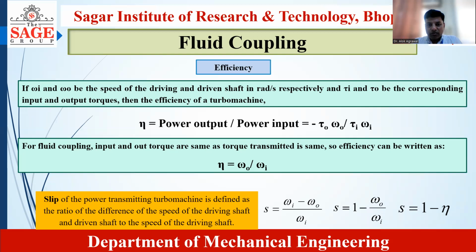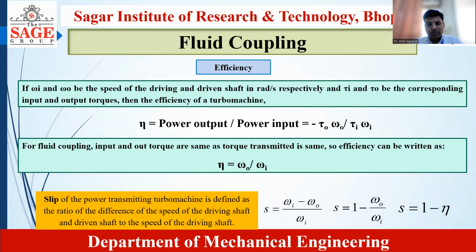Okay. Now see what is happening here in fluid coupling. The torque is only transmitted from input to output, and there is no multiplication or reduction of torque. The same torque is transmitted from the input shaft to the output shaft. So tau I and tau 0 are the same in fluid coupling, so they can be cancelled out, and what we will get? We will get that efficiency is the ratio of the angular speed of the output shaft to the angular speed of the input shaft, that is omega 0 by omega I.